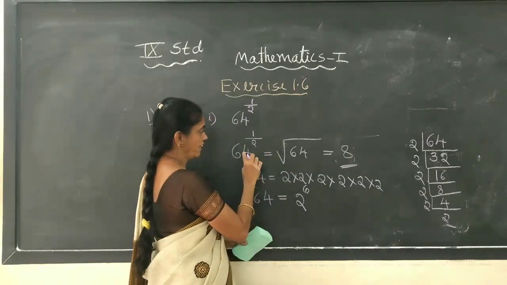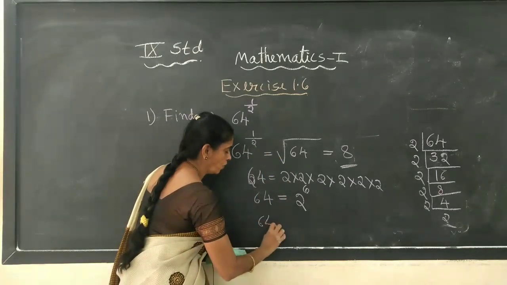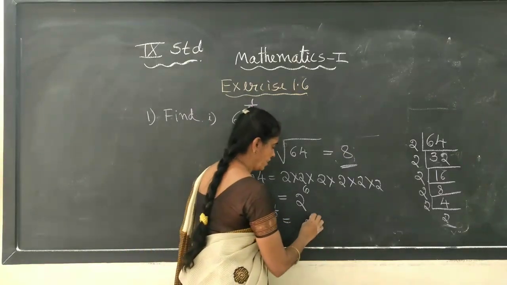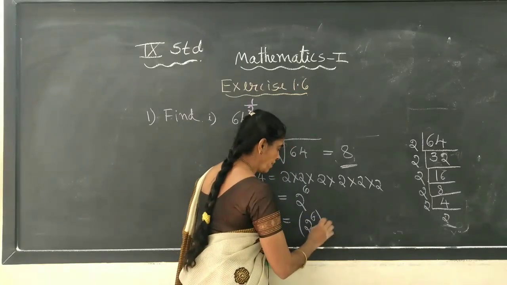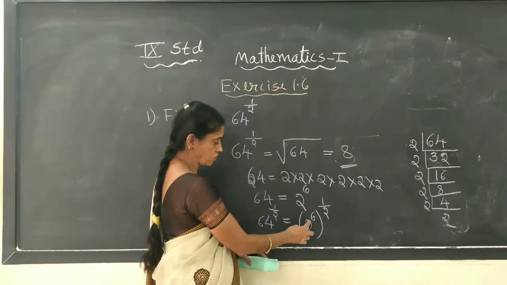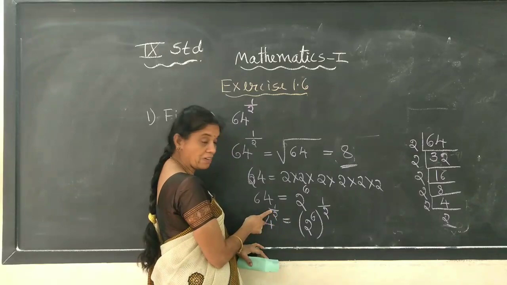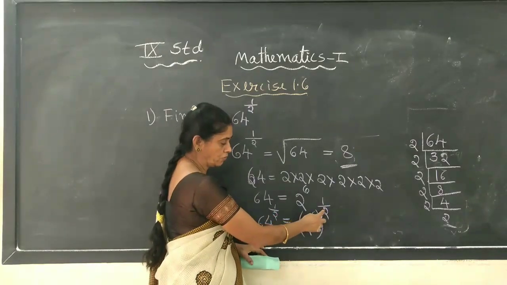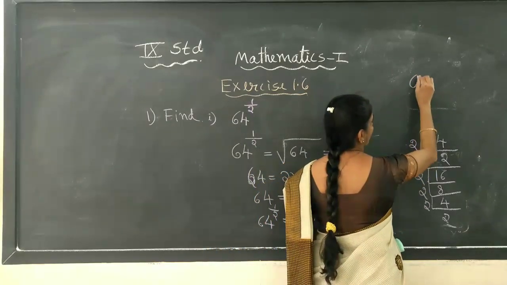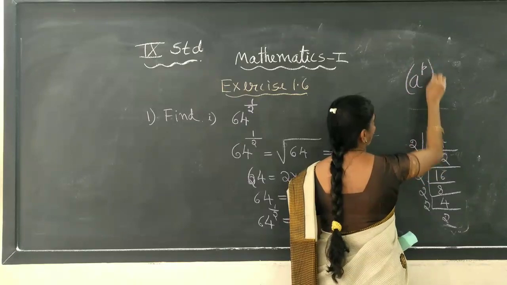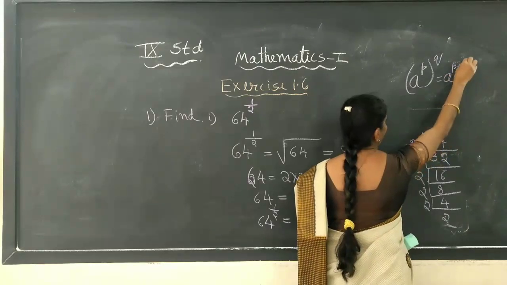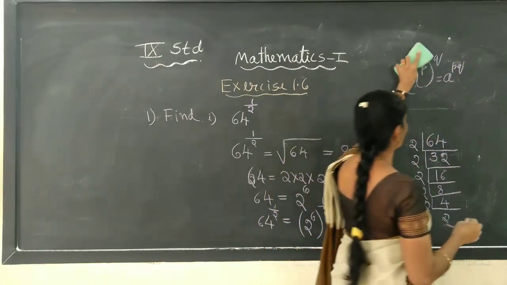Now we will write 64 to the power of half as 2 to the power of 6, to the power of half. 64 can be written as 2 to the power of 6, so I wrote it in bracket. Then its power is 1 by 2, so I wrote 1 by 2. Now apply the law: a to the power of p, to the power of q, is a to the power of p into q. So we will use this now.